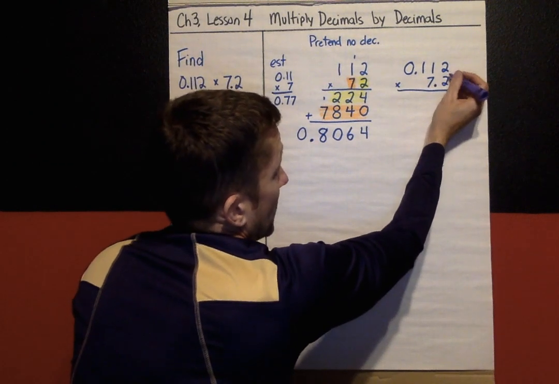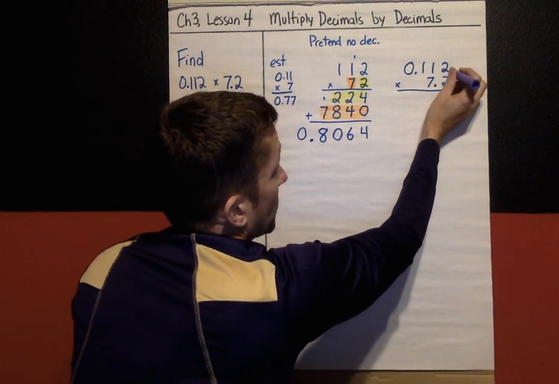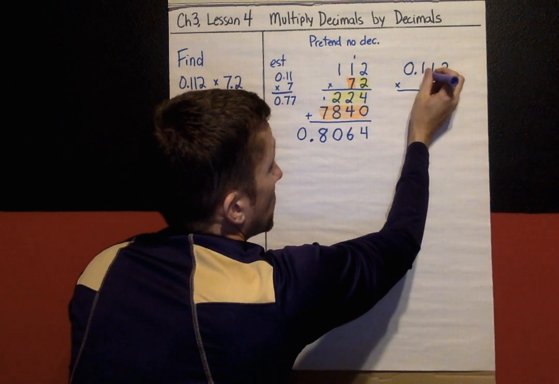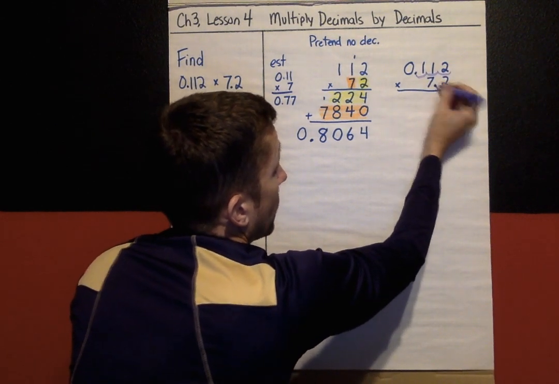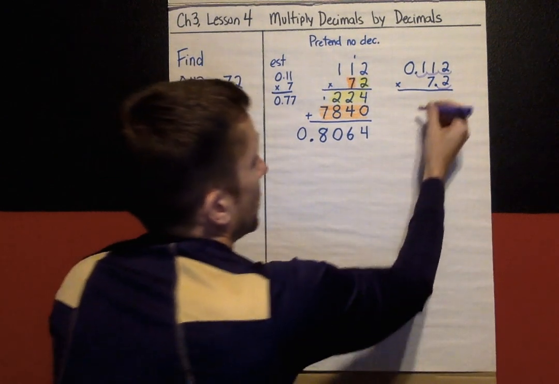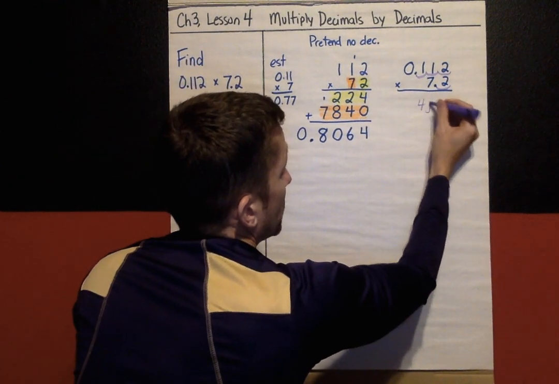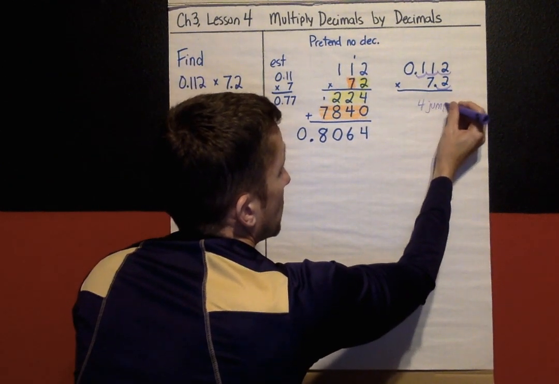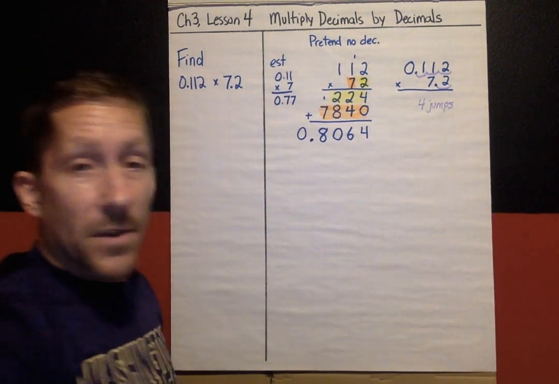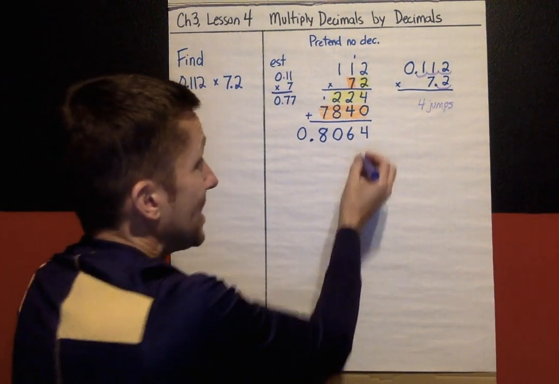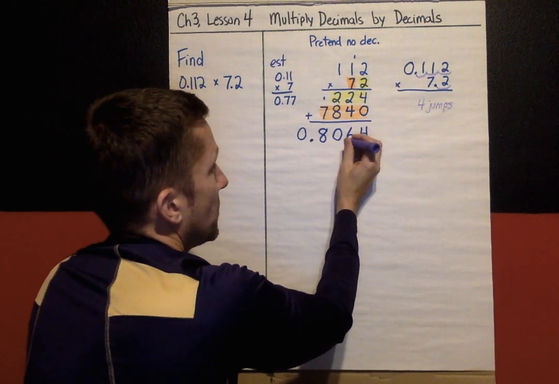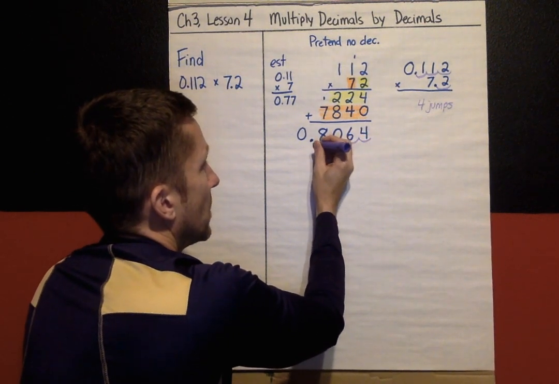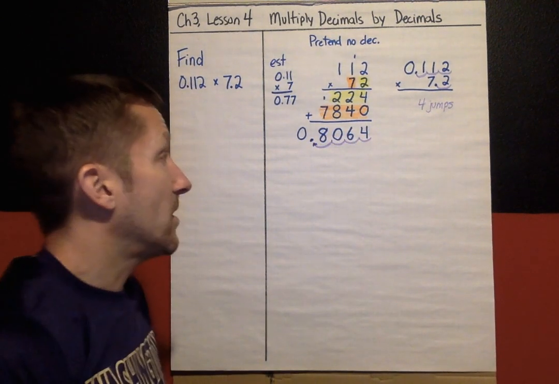I'm going to start on this side, and I'm going to count the decimal jumps. 1, 2, 3 all together on that factor, and 4 on that factor. So I have 4 jumps total in both my factors. I need 4 jumps in my product. 1, 2, 3, 4. That's where my decimal point goes.